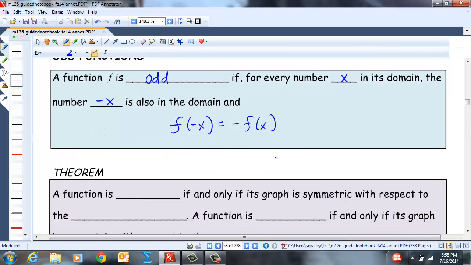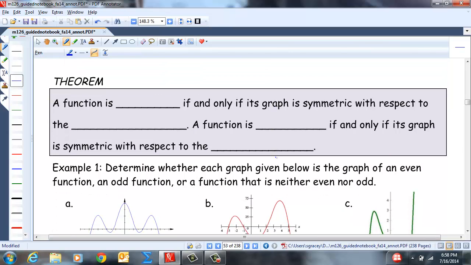Okay, so here's a theorem. A function is odd if and only if its graph is symmetric with respect to the origin. And a function is even if and only if its graph is symmetric with respect to the y-axis.